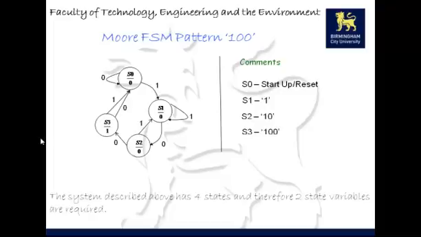Now the system described above has 4 states, and therefore 2 state variables are required there, because of course 2 state variables will actually have 4 unique sequences, and every unique sequence can be considered as a state in itself.